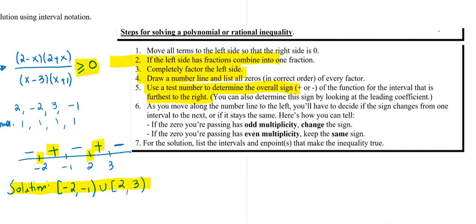So really what you have to remember once you solve these inequalities using these shortcuts is how to determine what multiplicity your zeros have and how that affects the sign chart. Odd multiplicity, change the sign as you move through that 0. Even multiplicity, keep it the same.